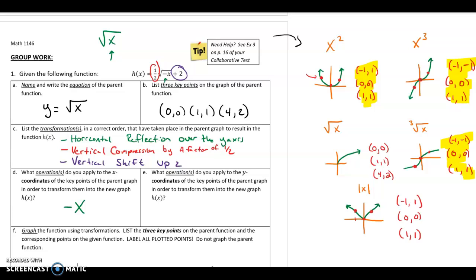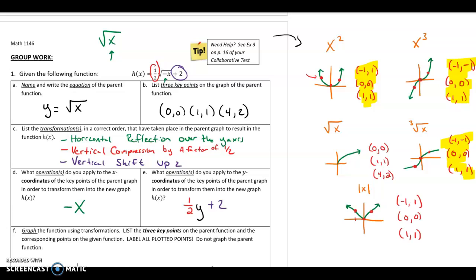Now it says, what operations would you apply to the y-coordinate to get this graph? So this is where what happens on the outside of the graph, the vertical stuff, really is as it appears. So the 1/2, we're going to multiply our y values by 1/2. That's how we apply that vertical compression. We're shrinking those y values. And then we're going to add 2, okay?